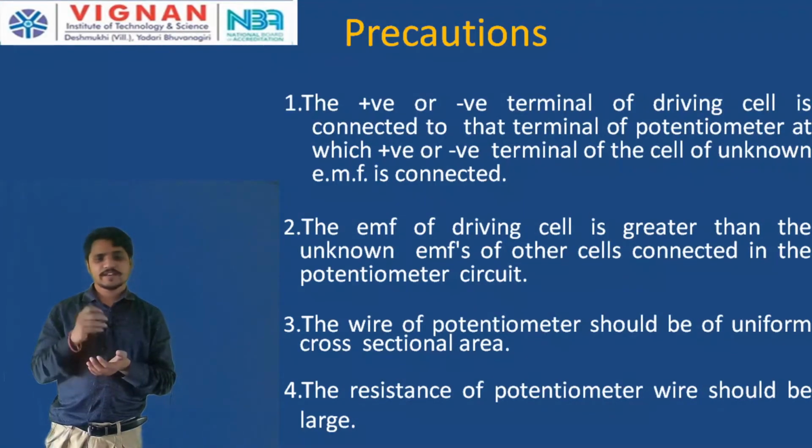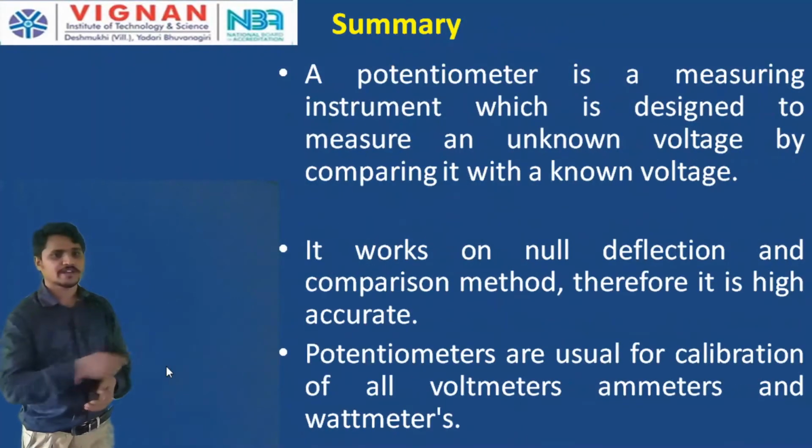And the next one is that the resistance of the potentiometer wire should be large, because V is equal to IR. So the resistance of the potentiometer wire should be large. So coming to the next point.